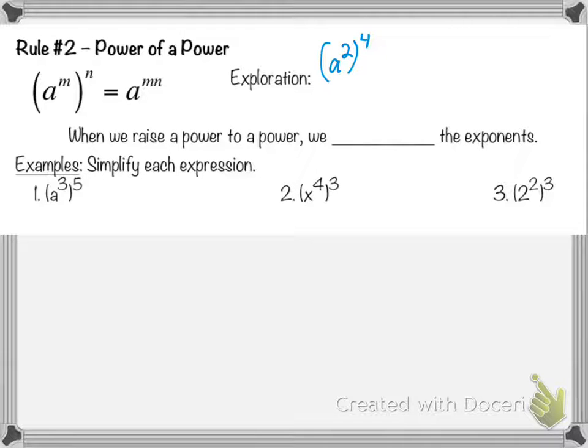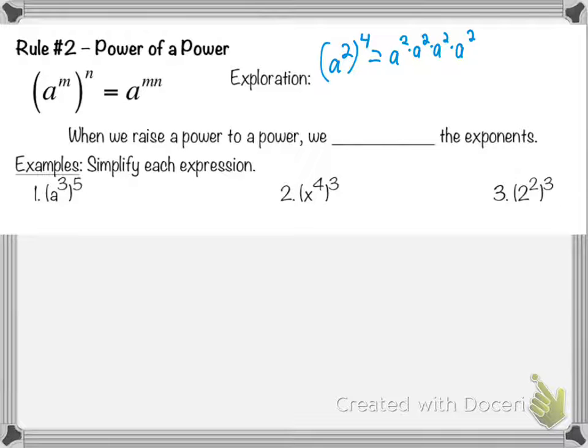Now, that exponent of 4, what's it telling us? There are 4 of whatever's inside the parentheses being multiplied together. So what are there 4 of? Of a squared. So I'm going to have a squared times a squared times a squared times a squared. It's the same thing as a squared being multiplied together 4 times. So let's go ahead and write that in there, please, for our exploration. A squared to the fourth is the same thing as a squared times a squared times a squared times a squared.